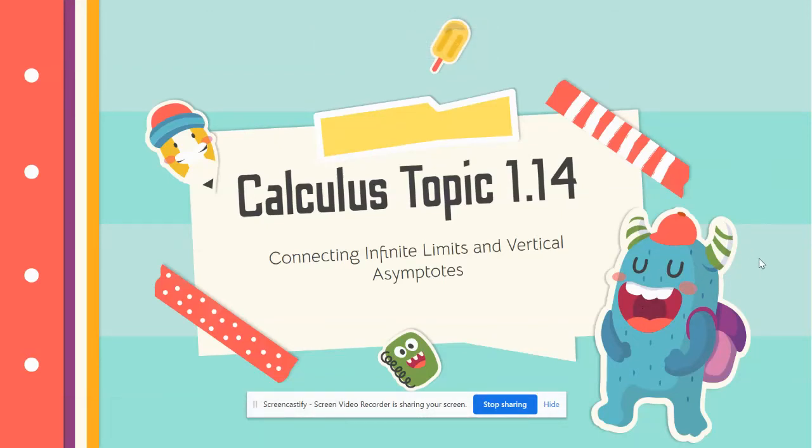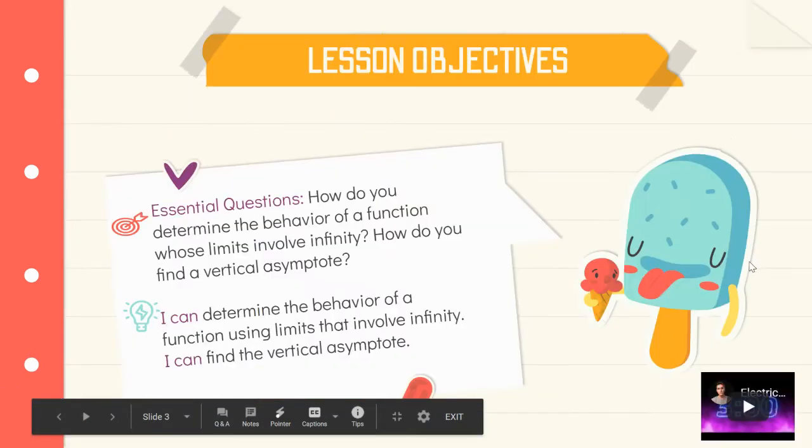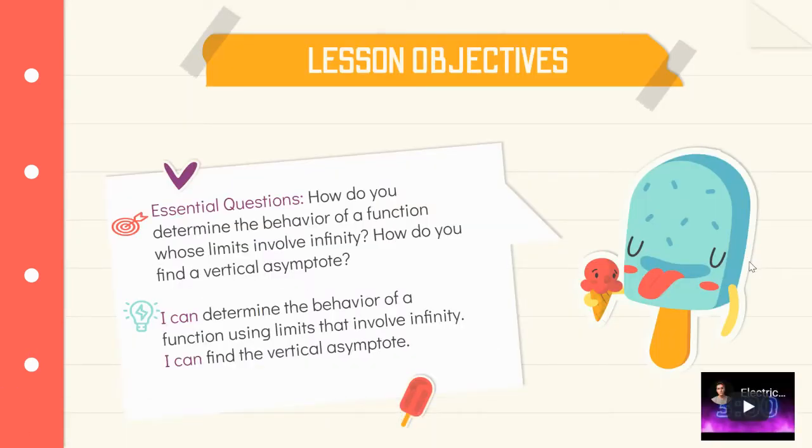Today we're going to be talking about calculus topic 1.14, where we are connecting infinite limits and vertical asymptotes. So today's lesson objectives, the essential questions, are how do you determine the behavior of a function whose limits involve infinity, and how do you find a vertical asymptote? And as a reminder, you should be answering those questions in your summary of the lesson each day. We've got two I can statements as well. I can determine the behavior of a function using limits that involve infinity, and I can find the vertical asymptote.